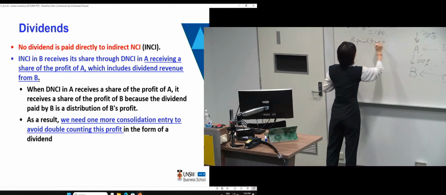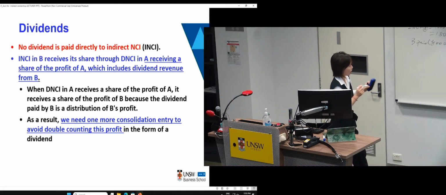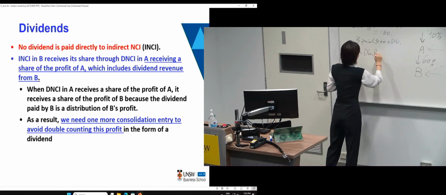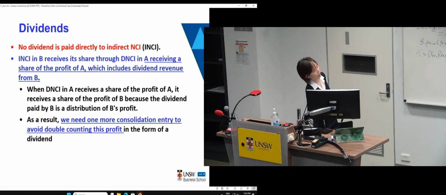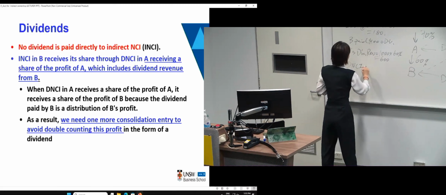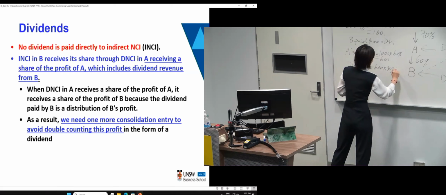Now, when B paid all this 1,000 as a dividend, A owns 60% of the shares in B, which means A records a dividend revenue. This is paid by B, equal to 1,000 times 60%, which is 600. Now, this 600 is included in A's current year profit. Let's assume A doesn't have other profit. Now, NCI in A receives a share of A's profit, which is equal to 600 times 30%, that is 180.